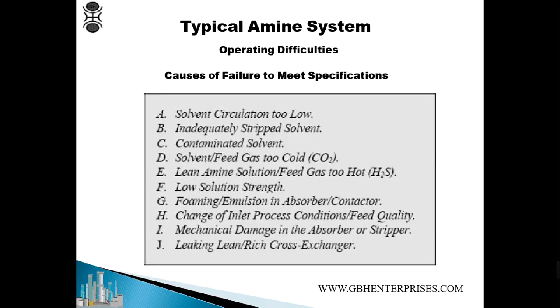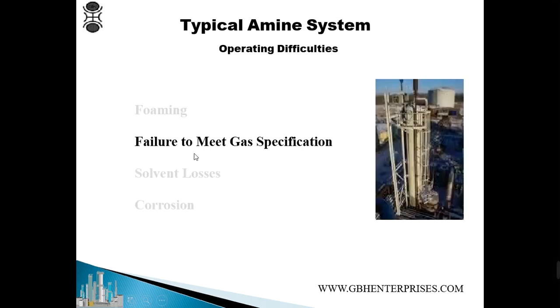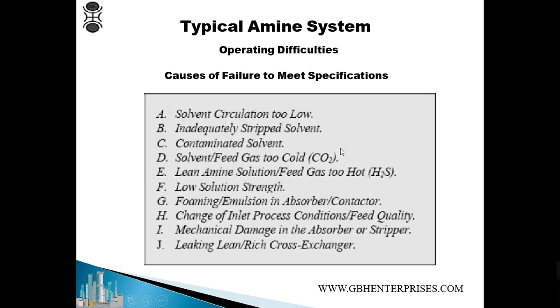Then the H2S. First of all, you need to understand what it means, meat gas specification. It means that the amount of H2S and CO2 you want to recover has to meet the requirement of the customer. So you want to remove the H2S and CO2 so that the customer accepts it, in simple words. Sometimes the plant is not efficient and H2S or CO2 is not completely removed.